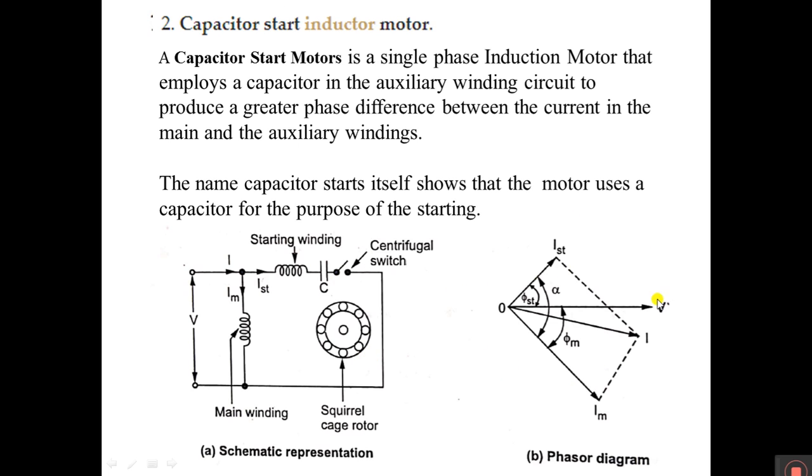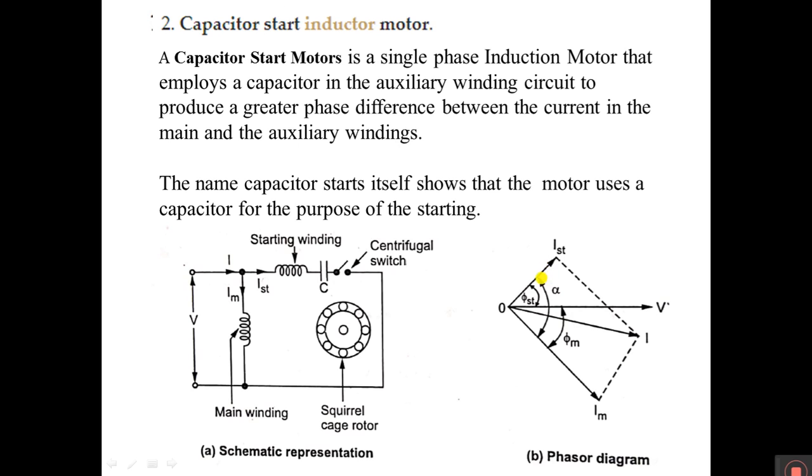This is the phasor diagram of the capacitor start induction motor. The current IM, that is the current flowing through the main winding, lags the voltage by an angle phi m, while due to the capacitor, the current in the starting winding leads the voltage. See here, this is the voltage. It leads by an angle phi st. Hence, there exists a large phase difference between the two currents, which is almost 90 degrees, which is an ideal case, right?